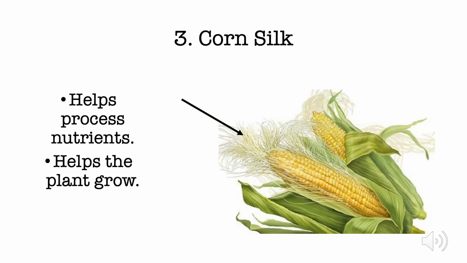The silk of the corn lies between the ear of the corn and the corn husk. The importance of the corn silk is to give the ear of corn nutrients to grow.